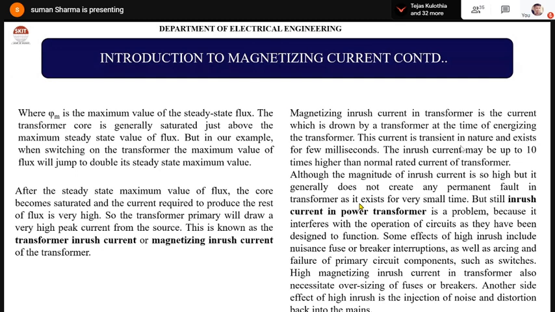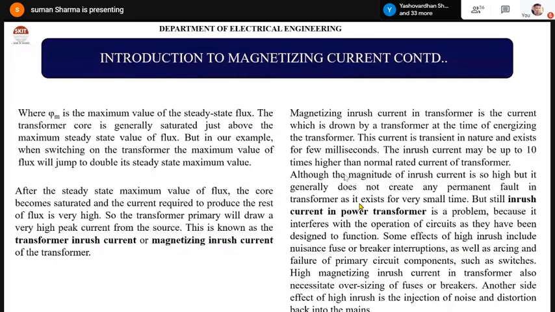And a harmonic component, as you know, has a multiple of the fundamental frequency. For example, the second harmonic is 2 times 50 Hertz, that is, it will oscillate at 100 Hertz frequency. Third harmonic at 150 Hertz. So there will be 3 subcycles and so on. So although the magnitude of inrush current is so high, it generally does not create any permanent fault. It is not equal to fault current. Fault current is of sinusoidal nature, which can be detected by the relay, and inrush current is just due to the switching of the transformer, and it consists of harmonic components.